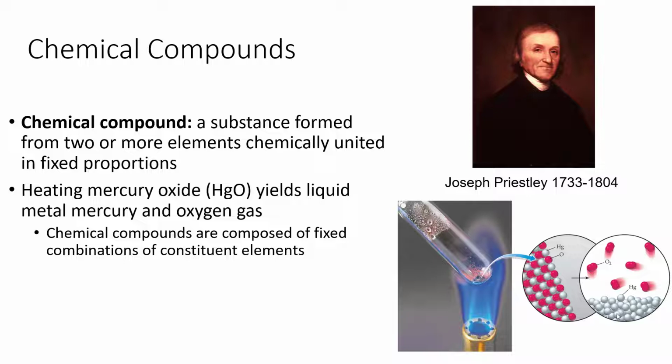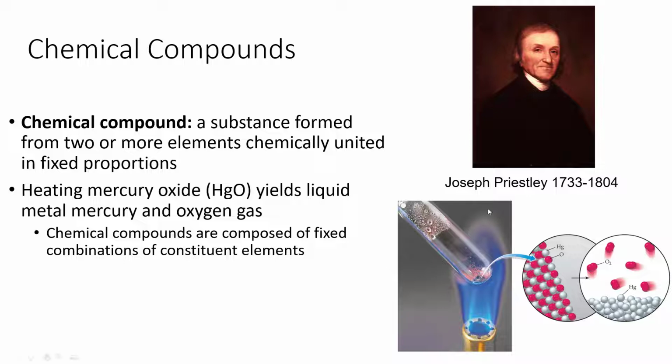Moving on to the late 1700s, Joseph Priestley did some work on chemical compounds. A chemical compound is a substance formed from two or more elements chemically united in fixed proportions. Priestley's work was looking at mercury oxide.